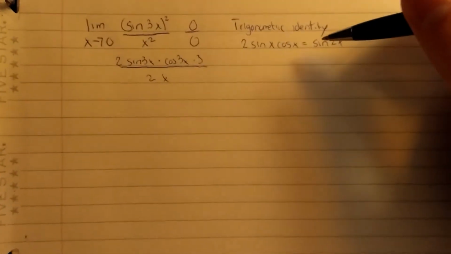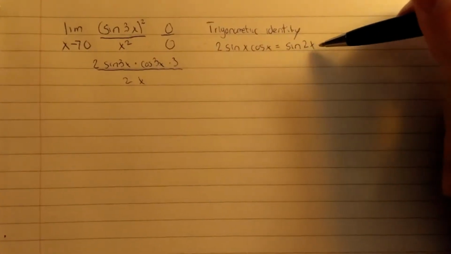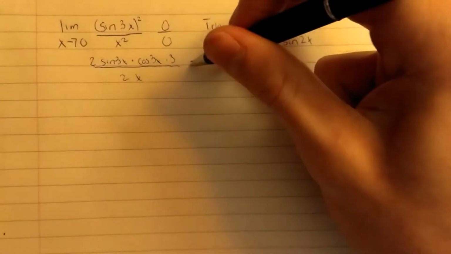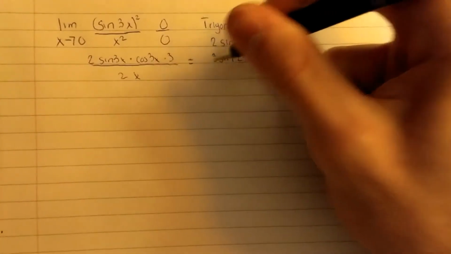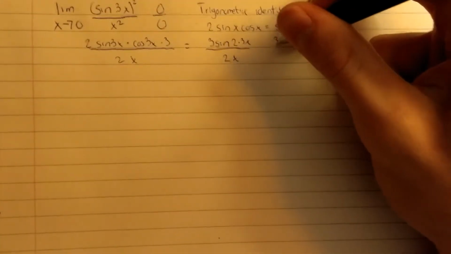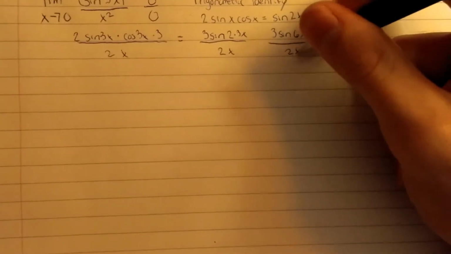I'm going to simplify the top using the trigonometric identity 2 sine x times cosine x is equal to sine of 2x. So that simplifies the top into the sine of 2 times 3x times 3 on the outside, still over 2x. Simplify that further, it's just going to be 3 sine of 6x over 2x.